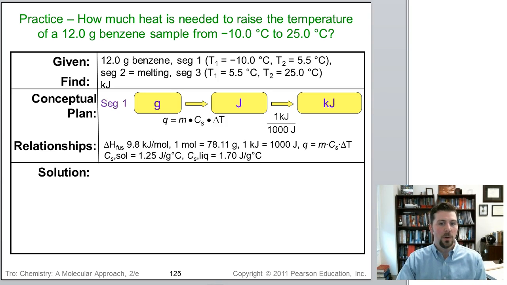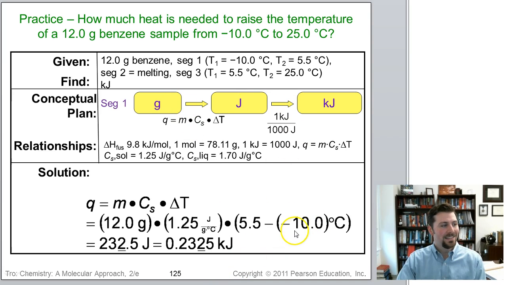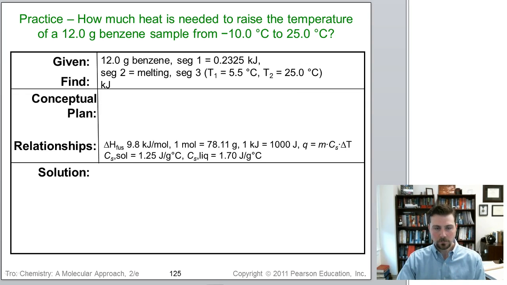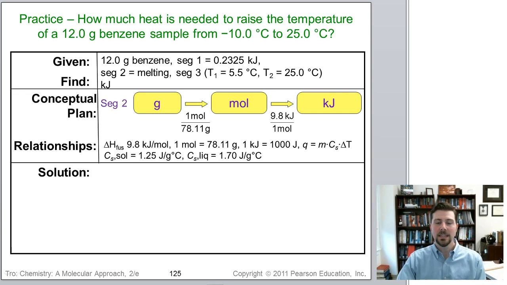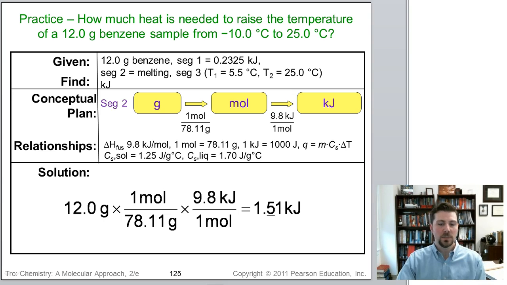All right, segment 1, Q equals mc delta T, to change the temperature up to the melting point. So from minus 10, the initial temperature, to 5.5, the final temperature. Notice I'm putting in the specific heat for solid benzene, multiply by how much benzene you have, 12 grams, and then you can find the amount of heat required to make that temperature change. That's segment 1.